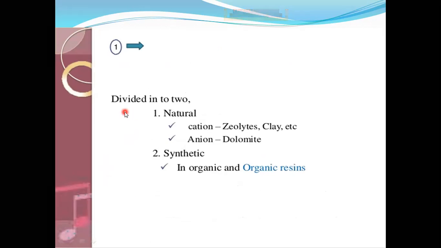classification of ion exchange resin on the basis of source. Sources means it may be natural or synthetic. Natural, so cation and anion. We have natural cation exchangers like zeolite and clay, and anion exchangers like dolomite. Generally it is a mineral. And synthetic means what we manufacture, organic and inorganic resins. So based on source, these resins are of two types: naturally available resins and synthetic, man-made resins.